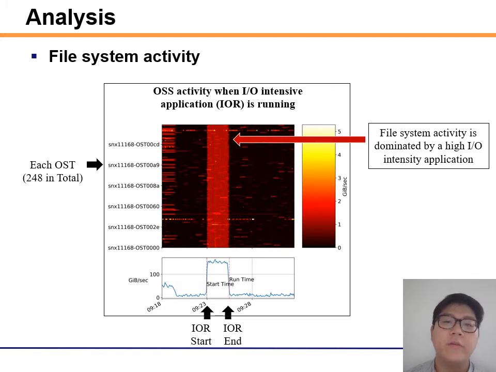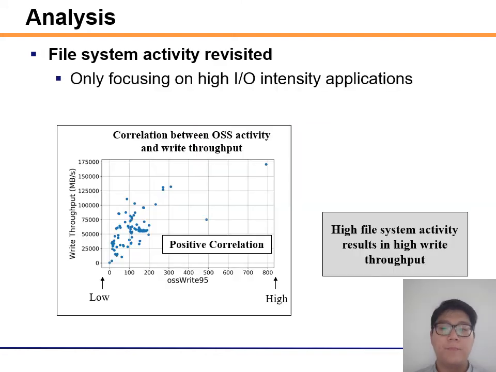This suggests that when an IO-intensive application is running, the data server activity is dominated by that specific IO-intensive application. To verify our observation, we look at the correlation between data server activity and write throughput again. However, this time, we focus only on the IO-intensive applications.